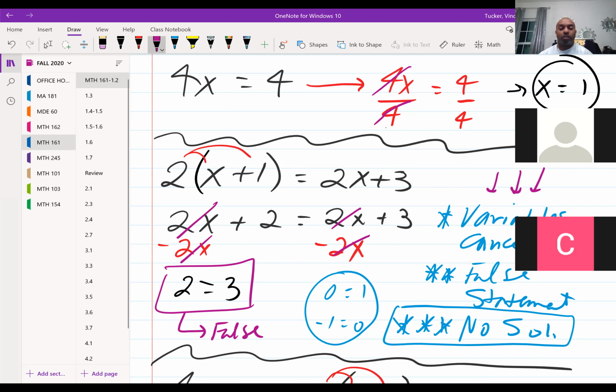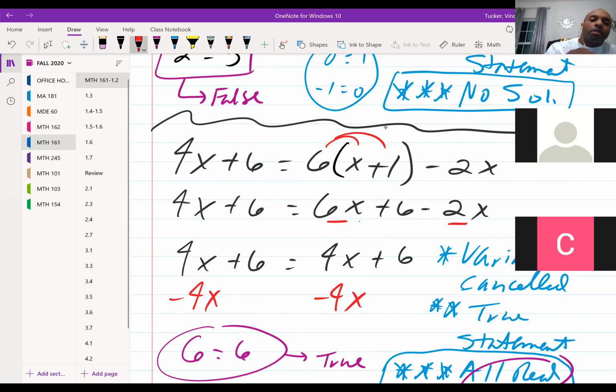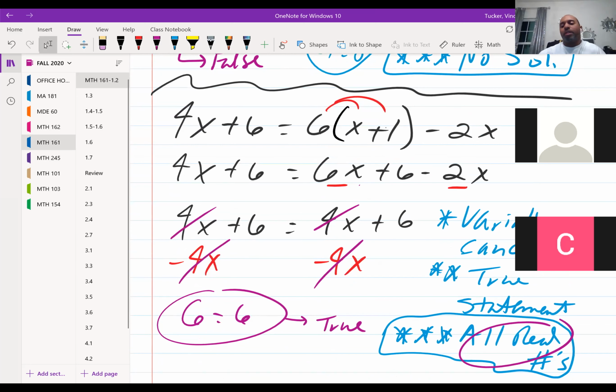All right, so next one, 4x plus 6 equal to 6 times x plus 1. So here, distribute first. So it'll be 4x plus 6 equal to 6x plus 6 minus 2x. Combine your like terms. Over there with the 6x minus 2x, and that'll be 4x. So we have 4x plus 6 equal to 4x plus 6. Go ahead and subtract that 4x from both sides. They cancel, and that leaves you with 6 equal to 6.